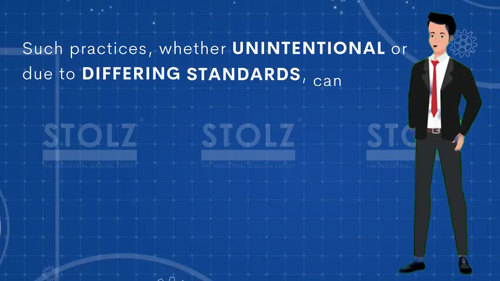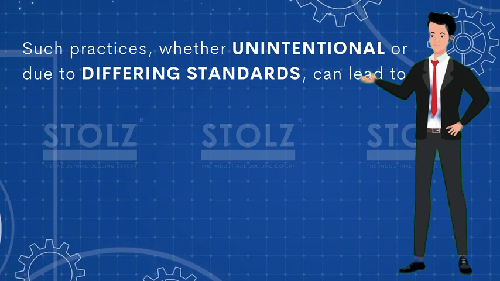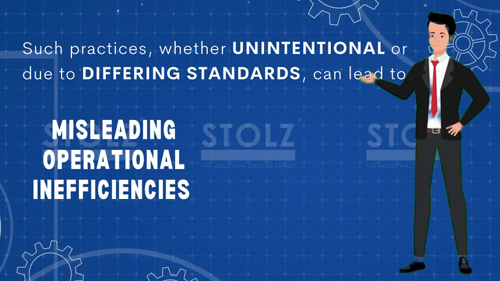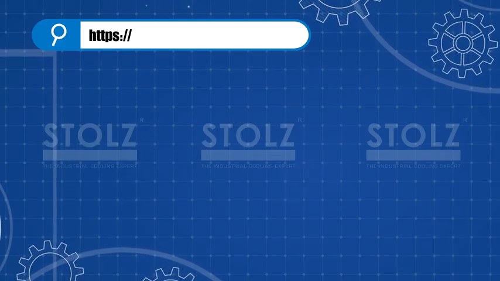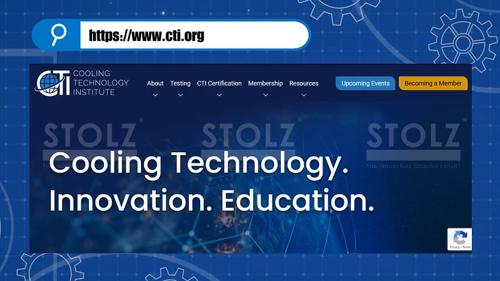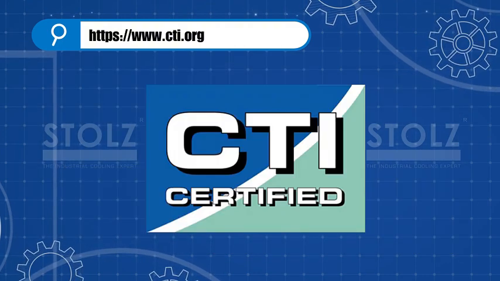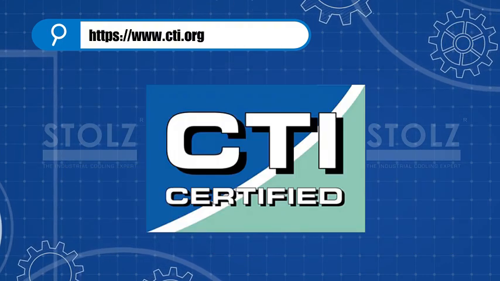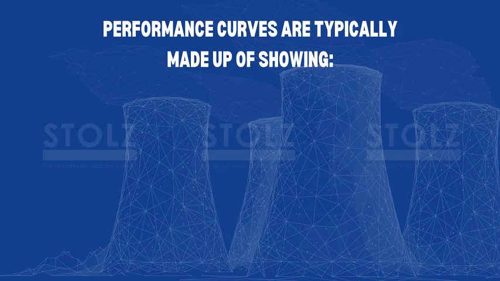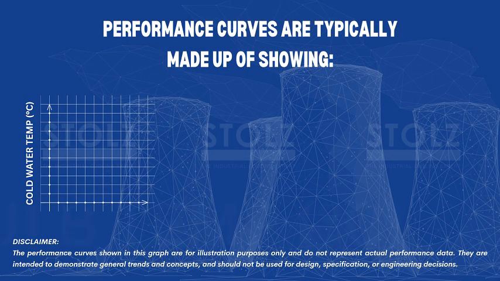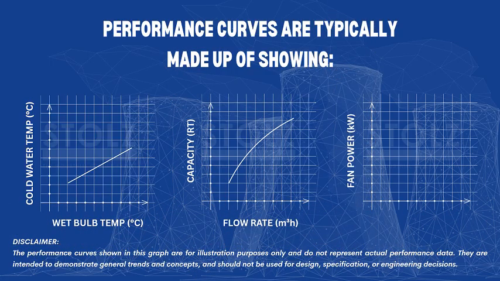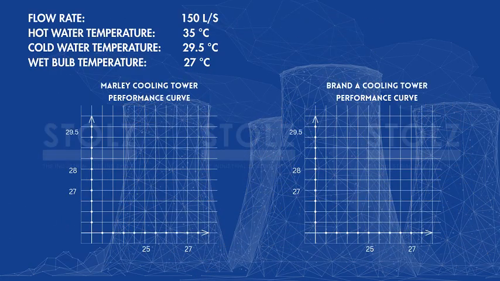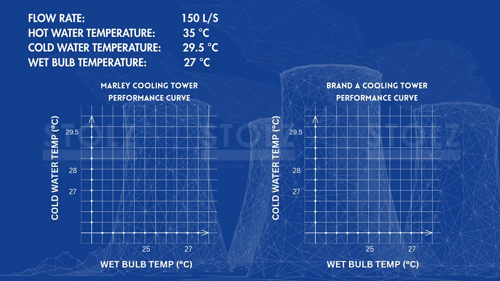Such practices, whether unintentional or due to differing standards, can lead to misleading operational inefficiencies or, in some worst cases, insufficient committed capacity, which is why a reputable, globally recognized standard such as CTI certification is critical for reliability and trustworthiness. Performance curves typically show cold water temperature versus wet bulb temperature, tower capacity versus flow rate, and fan power versus thermal performance. Most of the time we are interested in the curves comparing cold water temperature versus wet bulb temperature.